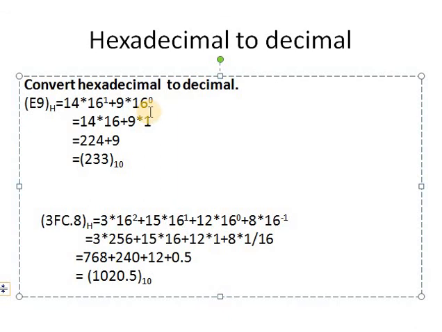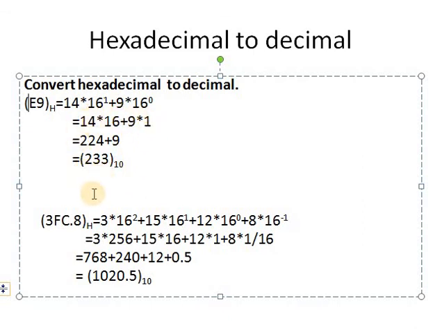So 9 into 16 power 0; anything to the power 0 is 1. So 9 into 1 is 9. 14 into 16 is 224. If you add these numbers, you get the answer with base 10. This is how you convert hexadecimal to decimal.